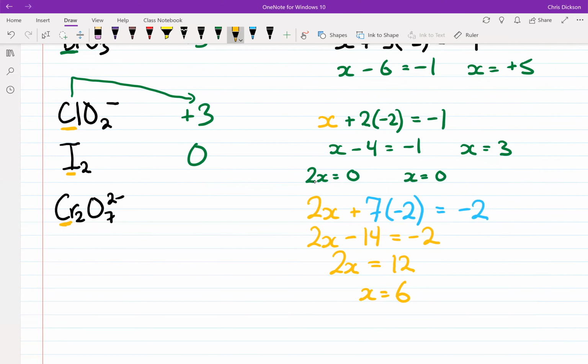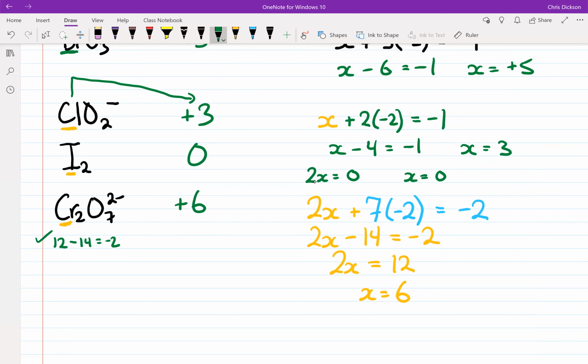So each chromium here has a +6 oxidation number. And you can check this pretty quickly. If you said 2 times 6 is 12, 7 times -2 is -14, that should equal -2. And so you can double check your math if you're not too sure about that.